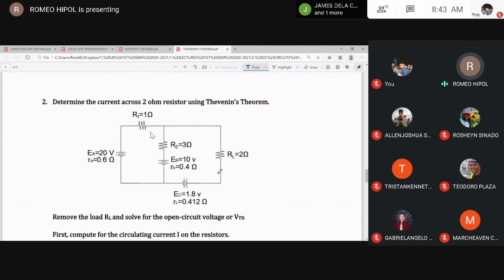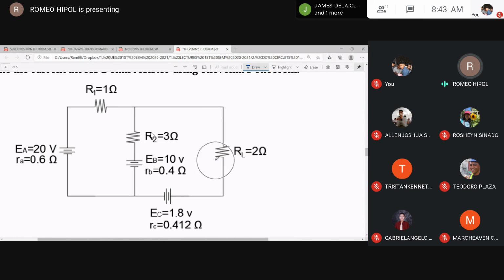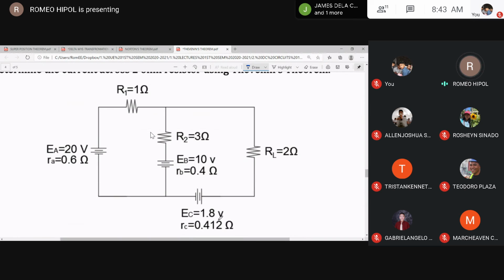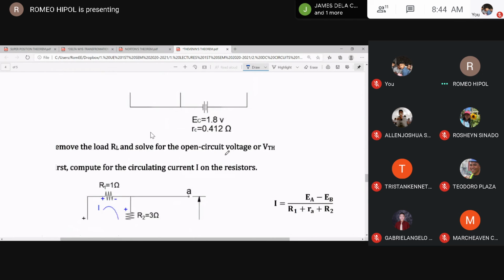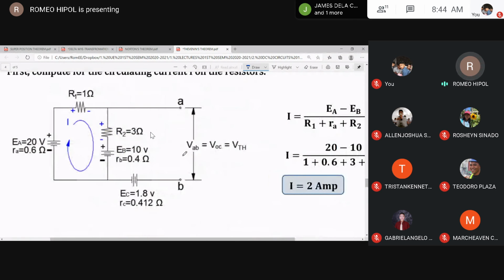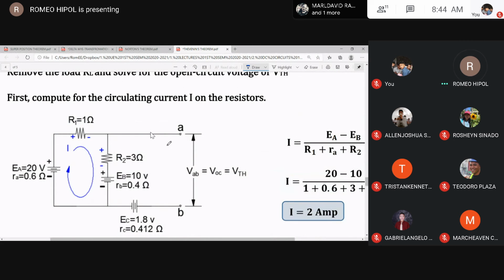Next example. Okay. Determine the current across 2 ohm resistor using Thevenin's theorem. So, ito yung ating circuit connection. Kung mapapansin nyo, we have 3 voltage sources. Naintindihan? And then we have the load resistance RL, 2 ohm. So, first step is to isolate the load RL. So, tatanggalin natin itong RL from the circuit. Okay. So, once na ma-remove natin yung load RL, we have to consider the circuit.